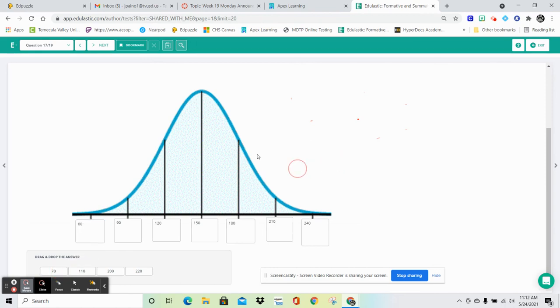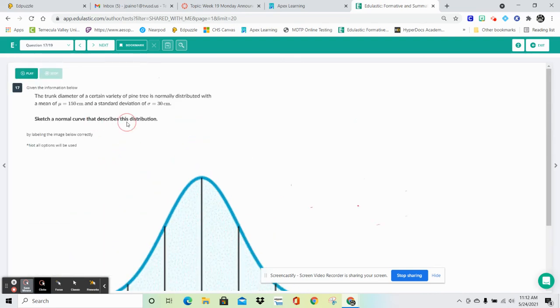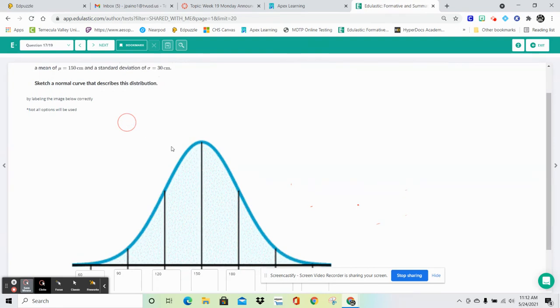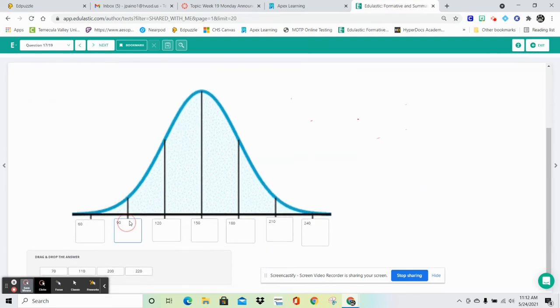All right, and then you got to know that 68% are going to fit within one standard deviation. So 68% of the different variety of pine trees will be between 120 and 180 centimeters. Okay, and then you have your 95% between two standard deviations, and your 99.7 between three standard deviations.